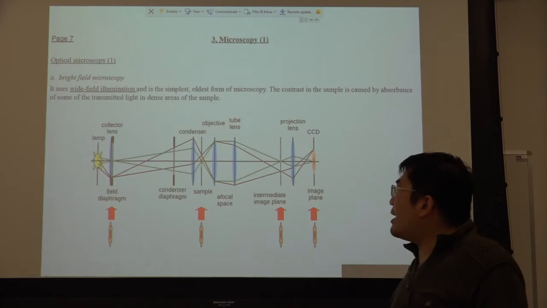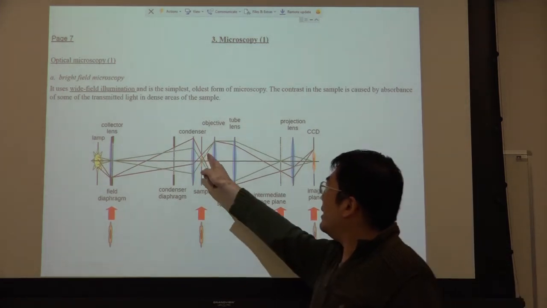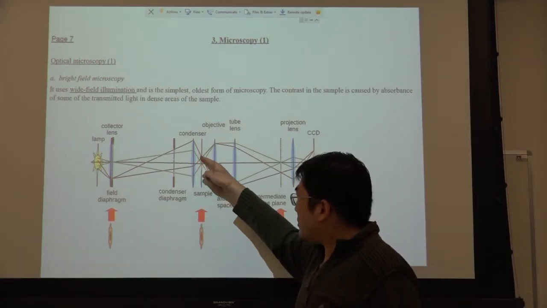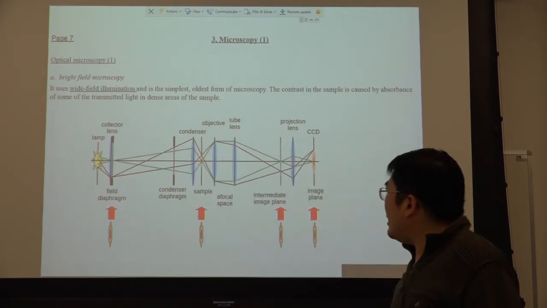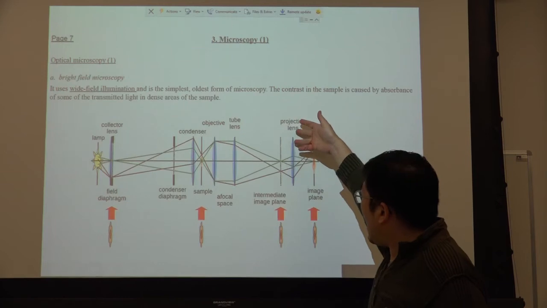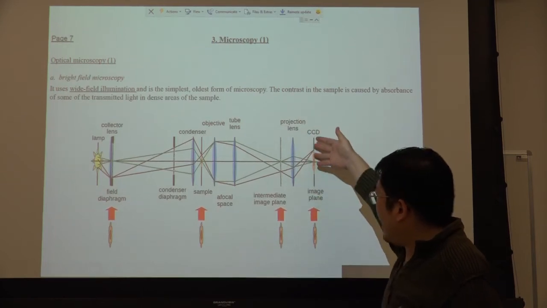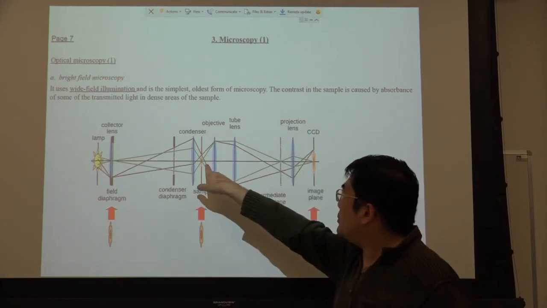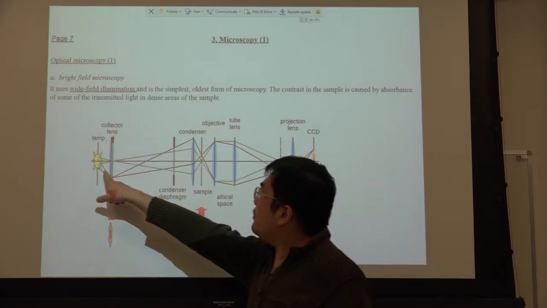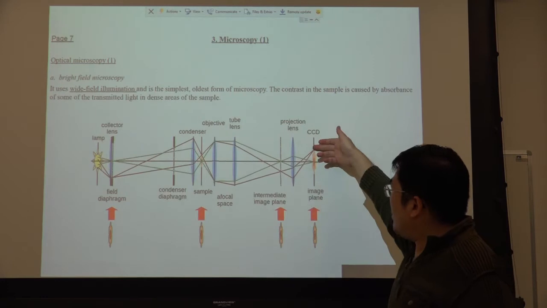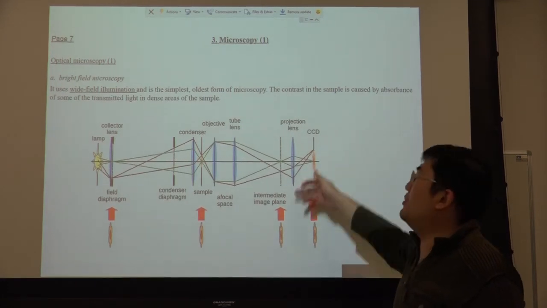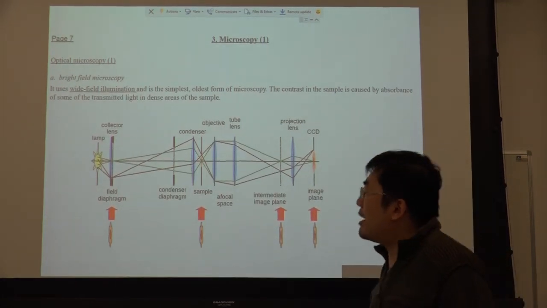For this microscopy, the sample is illuminated with what we call wide field illumination. That means that in the image plane, we receive the scattered field from the sample and the incident field from the lamp source simultaneously. Here we receive a total field. This is called bright field microscopy.